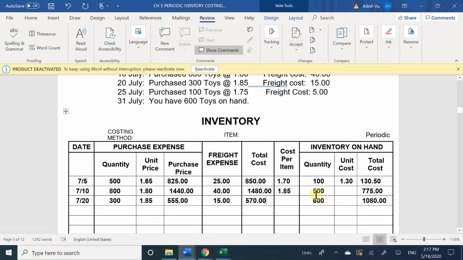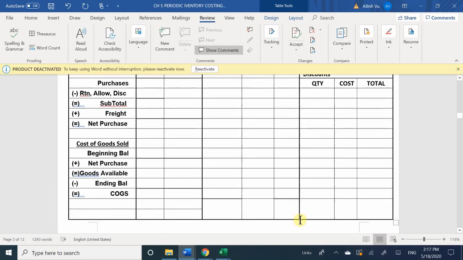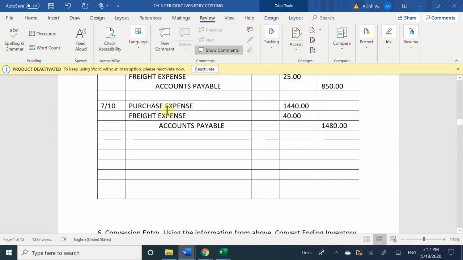Okay. $1.90. All right. So let's go ahead and journalize that. So on July 20th. Oopsies, I forgot to skip a line.